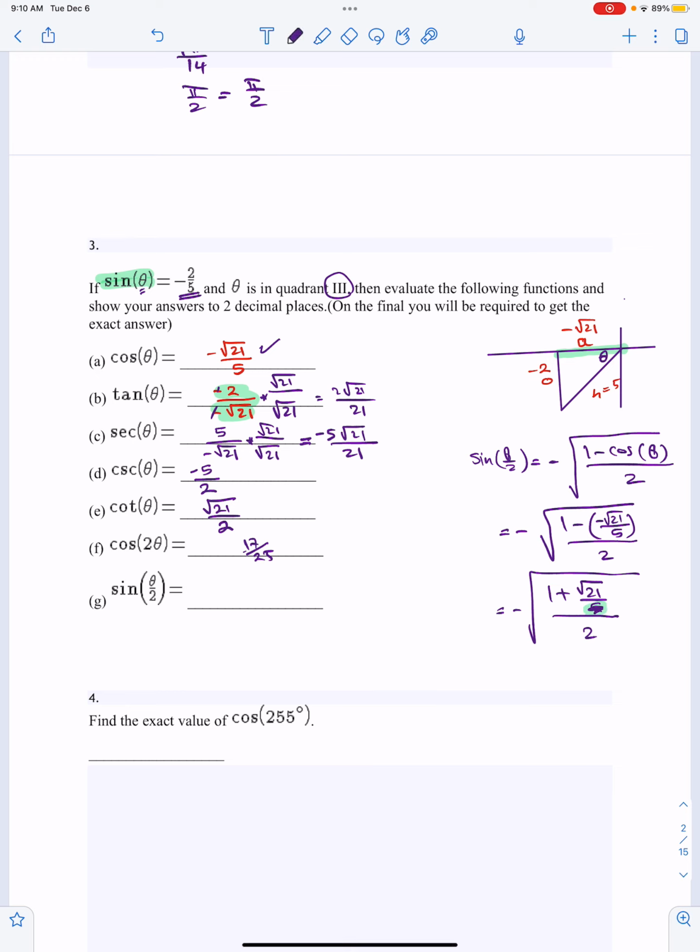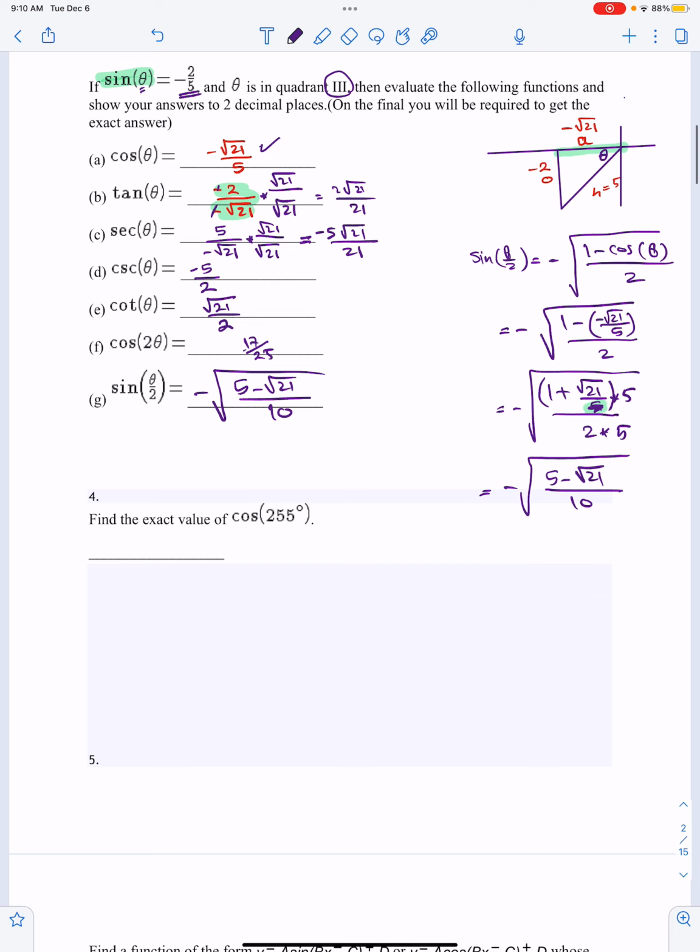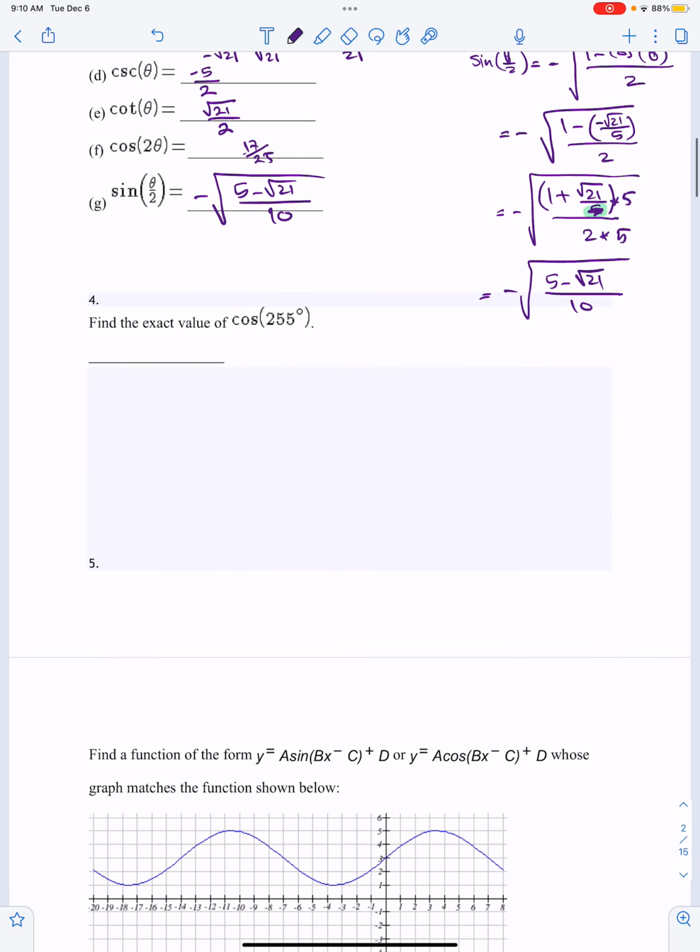So we're going to multiply both numerator and denominator by 5, and don't forget to distribute the 5. So I will have negative square root of 5 times 1 is 5 minus, this 5 is going to cancel with the 5 of the denominator of square root of 21, so square root of 21, divided by 10. And that will be the final answer. I can just leave it like that. Negative square root of 5 minus square root of 21 over 10. So that would be the answer for question number 3.